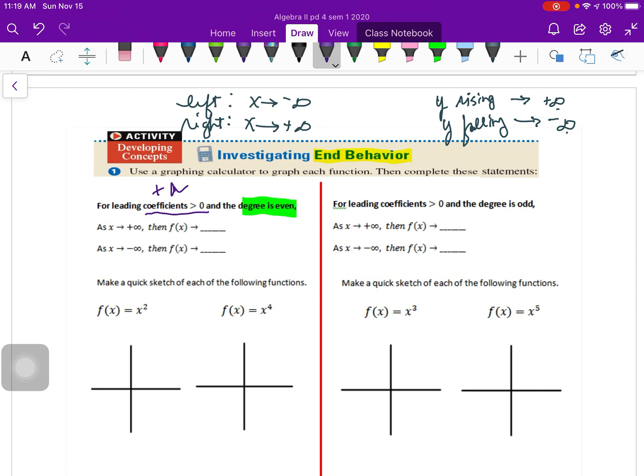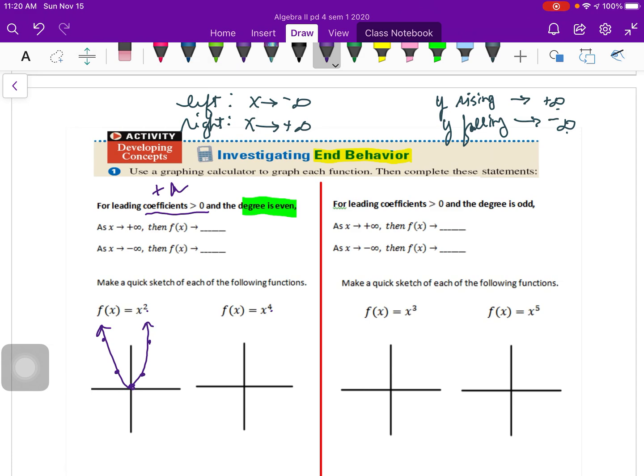So first, let's graph this even degree. So this is x squared and x to the fourth. The 2 and the 4 are both even. So if I do my little table and put 0 in for x, I get 0, 0, 1, 1, and symmetrically negative 1, 1, 2, 4, and symmetrically negative 2, 4. And I get this parabola.